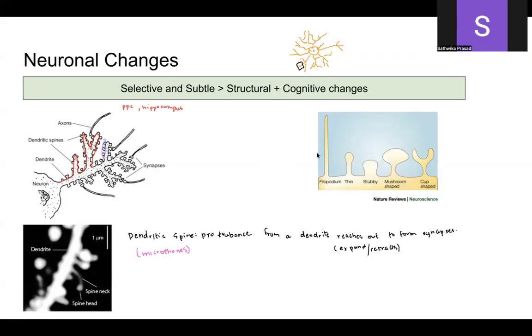To complicate things further, there are different classes of dendritic spines. I want you to think of structure versus function. I know you have probably heard this a lot in AP biology, but structure is very commonly associated with function. And the reason for this is, I'm sure you can think about it.